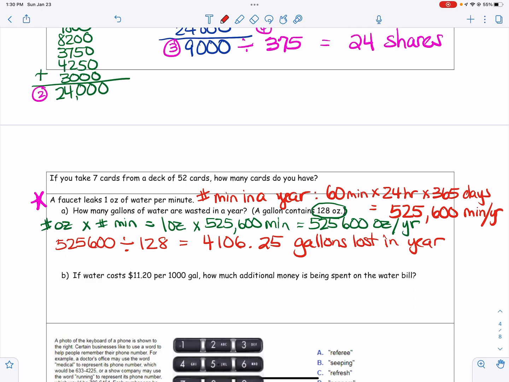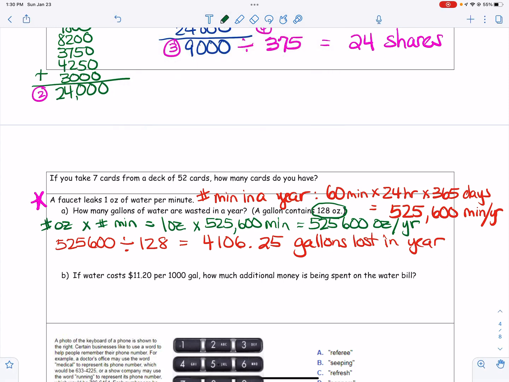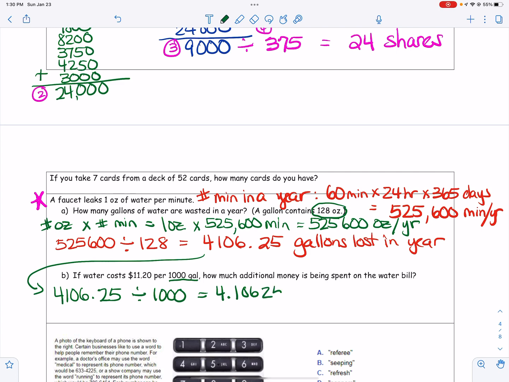Now, the good thing is that you only have to pay per 1,000 gallons. So now you're going to take your answer from part A, 4,106.25, and divide it by 1,000 gallons. And so that essentially moves the decimal point over 3 places to the left. And I don't want to round anything. I want to leave that on my calculator.